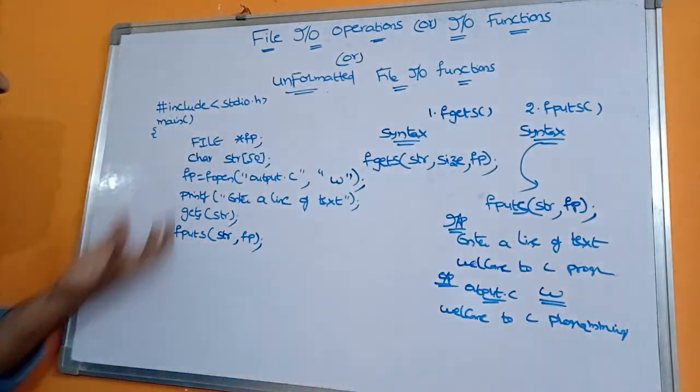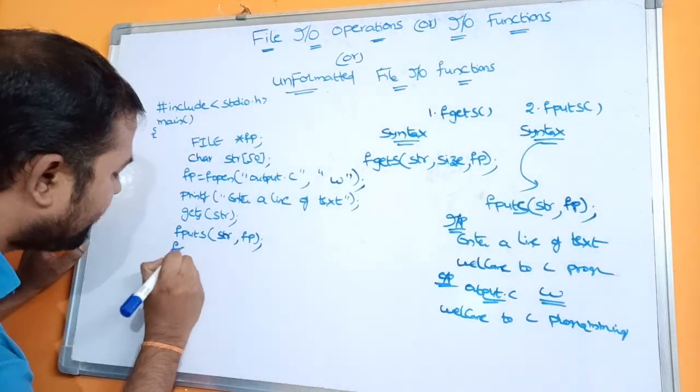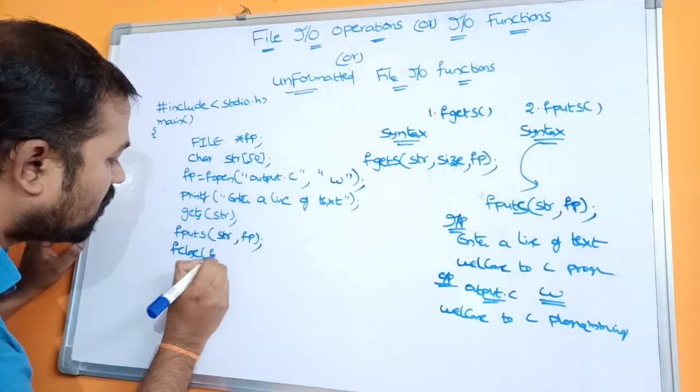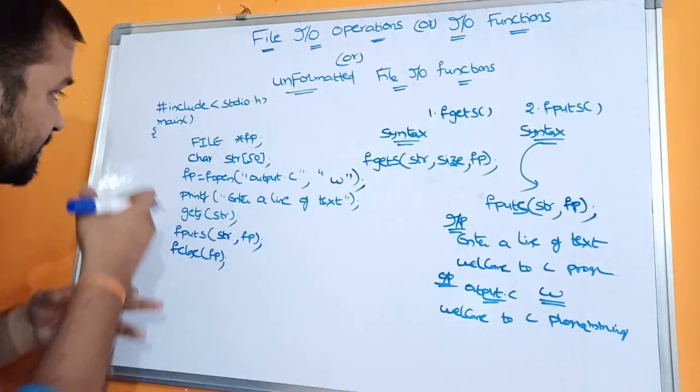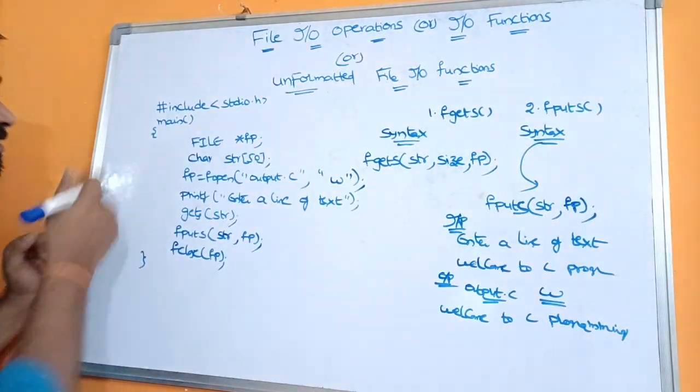So now operations on the file are over, so let us close the file. fclose(fp). The fclose function will close just the corresponding file. Next, close the main function.